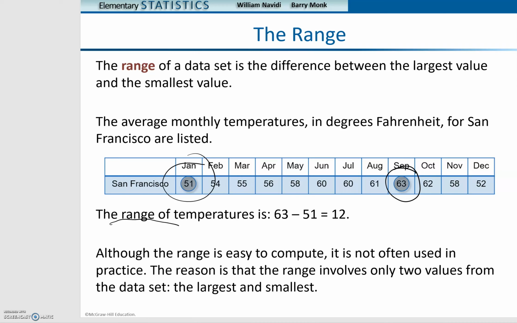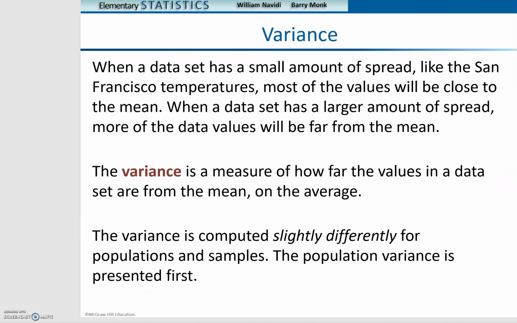Although the range is very easy to compute, it's not often used in practice. The reason is that the range involves only two values from the data set, the largest and the smallest. When the data set has a small amount of spread, like the San Francisco temperatures, most of the values will be close to the mean.